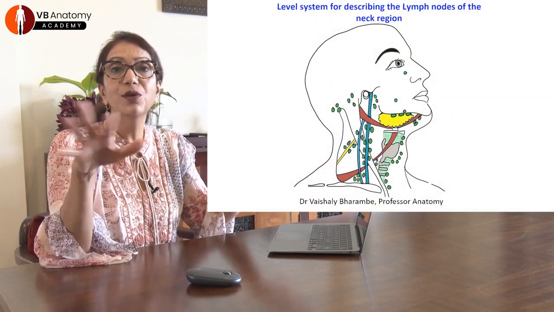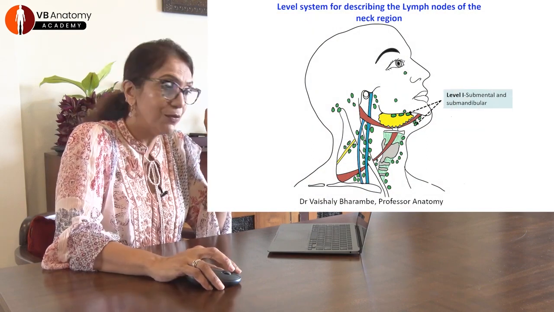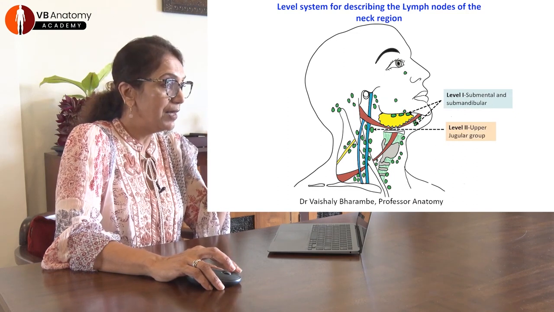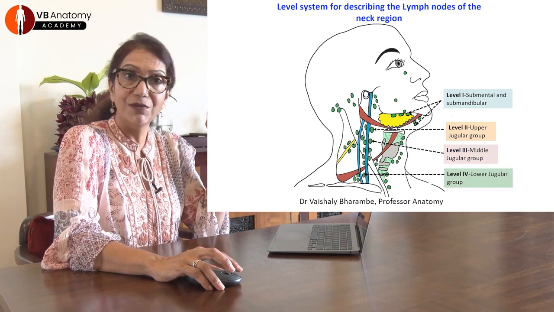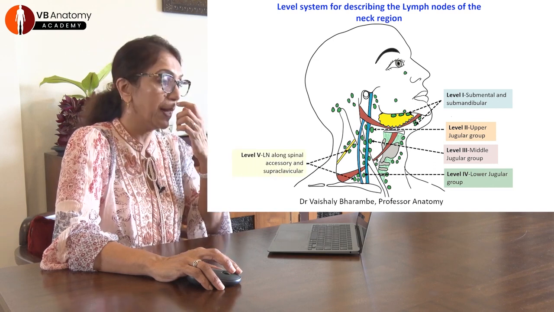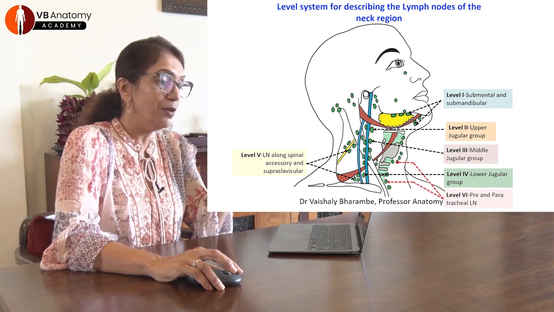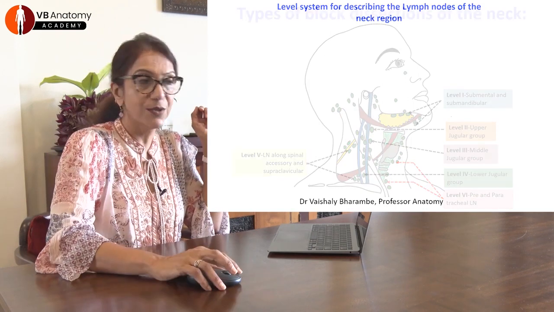They are classified into several levels. Level 1 is submandibular and submental lymph nodes. Level 2 is upper jugular. Level 3 is middle jugular. Level 4 is lower jugular group of lymph nodes. Level 5 is the lymph nodes in the posterior triangle. Level 6 is pre-tracheal, pre-laryngeal group of lymph nodes. Okay, so this is a level classification.